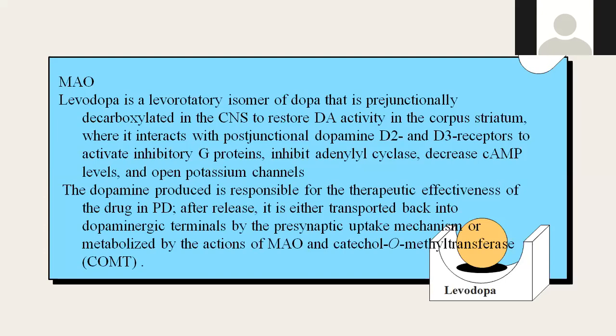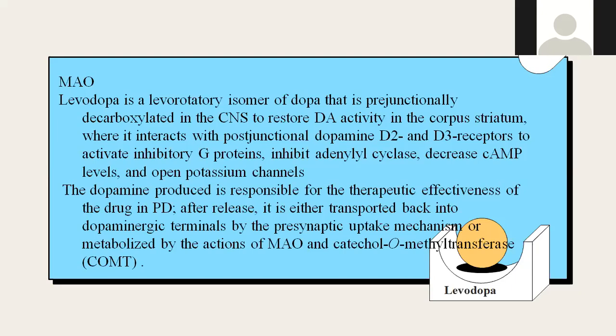After release, what happens? The peak of dopamine release goes away, then what will happen? It is either transported back into the dopaminergic terminus by the presynaptic uptake mechanism, or it will be metabolized. Okay? Now we have formed dopamine, but what will happen to the dopamine? Dopamine will either be transported back or be metabolized by MAO and catechol-O-methyltransferase.